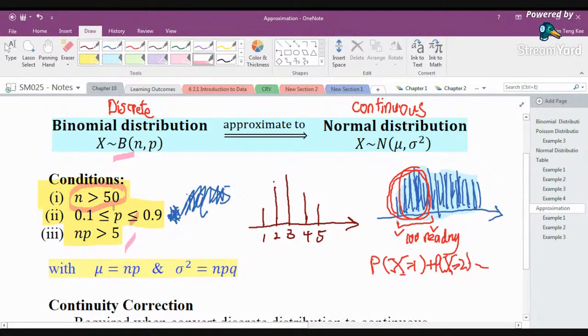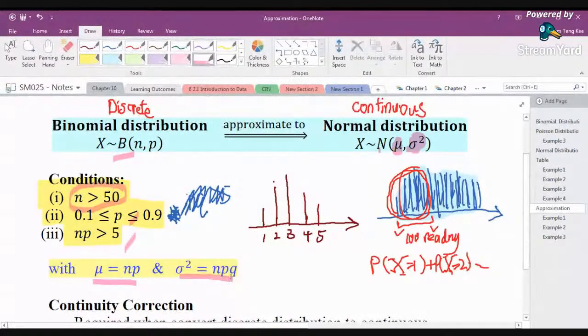Okay, then go on. So therefore, from there, you'll find out that if I do approximation, to use normal, I need to know the mean and also the variance. And the way to get the mean and variance is according to the calculations of mean and variance from the binomial distribution, where mu is equal to np, the mean is np, and sigma squared, the variance, is npq.